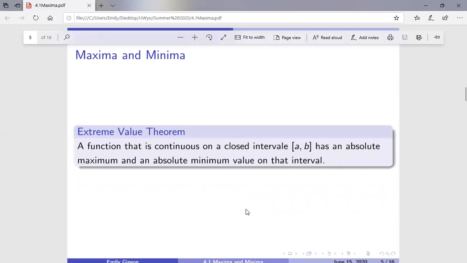And this brings us to the extreme value theorem. A function that is continuous on a closed interval, that is including a and including b, has an absolute maximum and an absolute minimum value on that interval. Now, it's important the way that this is worded. A function has to be continuous on this closed interval. So it won't work if the interval is open, and it won't work if our function isn't continuous. So let's look at a couple examples.